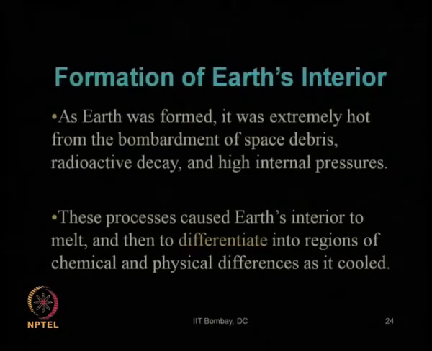Now, how was our Earth's interior formed? When Earth was formed through the nebular hypothesis process, as it is believed, it was extremely hot from the bombardment of space debris like big rocky materials, the radioactive decay and high internal pressure. These processes caused Earth's interior to melt and then to differentiate into regions of chemical and physical differences as it cooled down with time. So, the inner part of the Earth's interior is hot and has larger specific gravity or weight, and as you come close to the ground surface, it becomes cooler and lighter material.